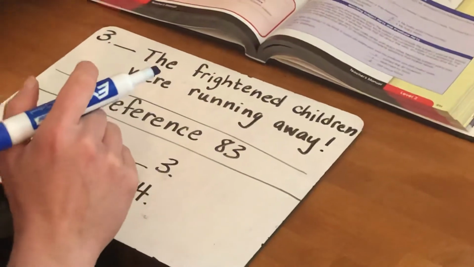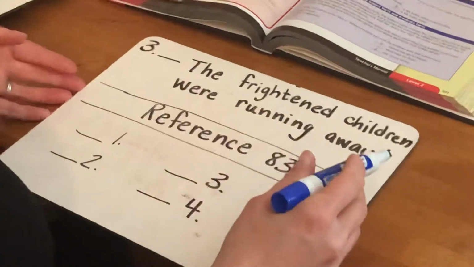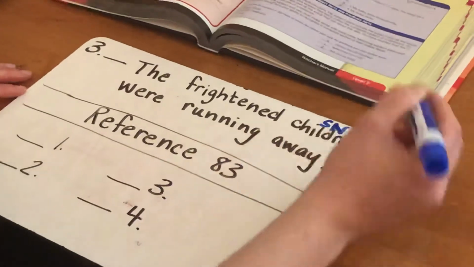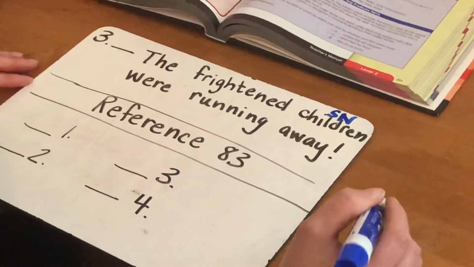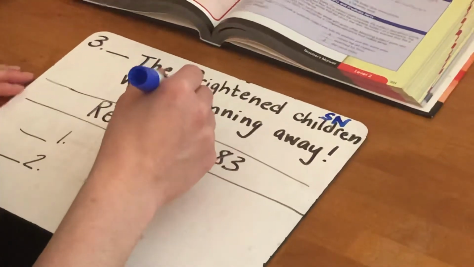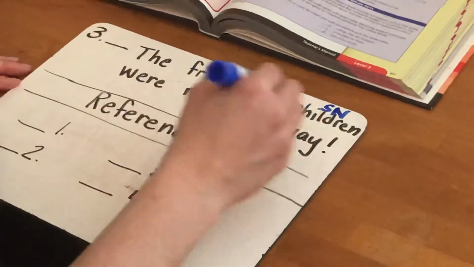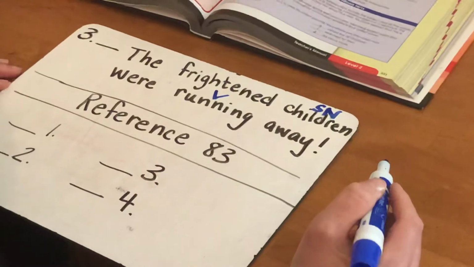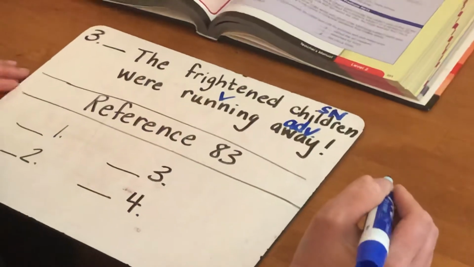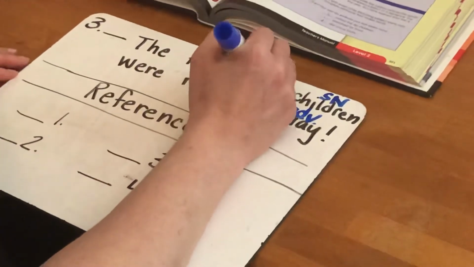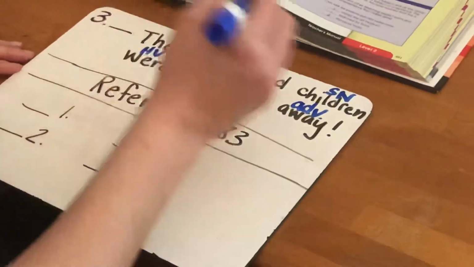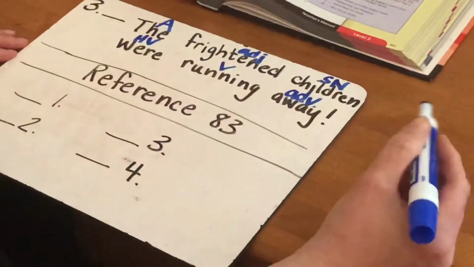The frightened children were running away. All right, now we ask ourselves, who were running away? Children. Subject noun. What is being said about the children? Children were running. Okay, so children were running is our verb. They were running where? Away. Adverb. What kind of children are they? They're frightened. Adjective. Were is a helping verb. And then we've got the article adjective a.